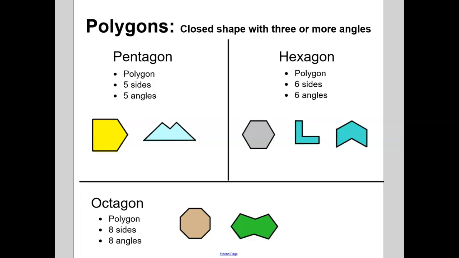Last, we're going to learn about octagons. An octagon is also a polygon. Why is an octagon also a polygon? You're right, because it's a closed shape and it has more than 3 angles. An octagon has 8 sides and 8 angles. Great work, third graders. On your notebook or packet or paper, would you please make sure you have pentagon, hexagon, and octagon written down and have some of their characteristics written next to them?